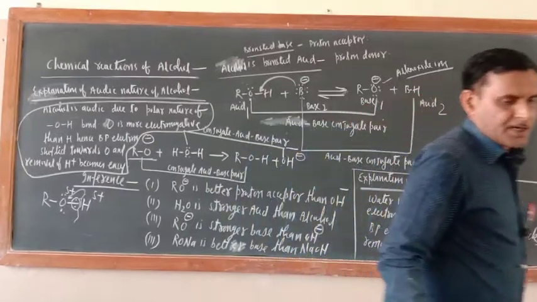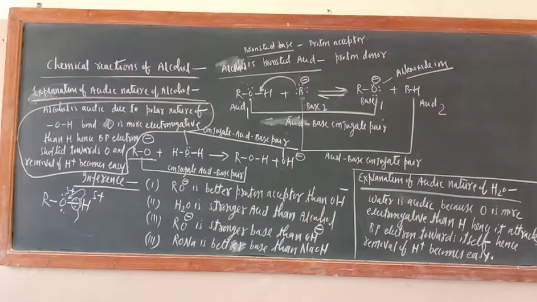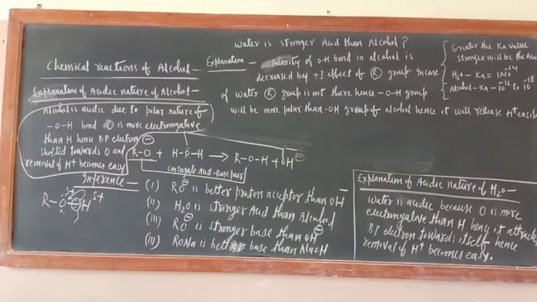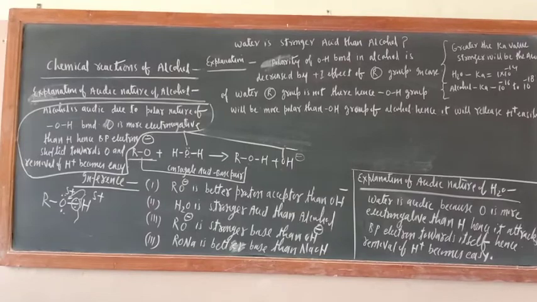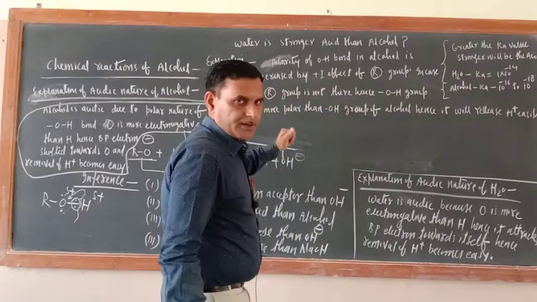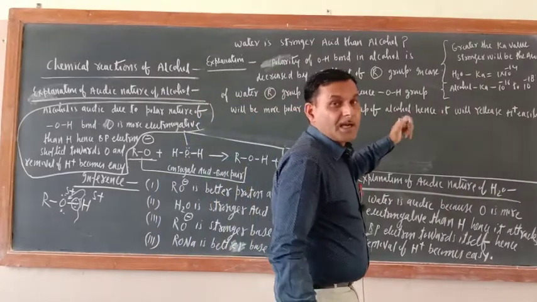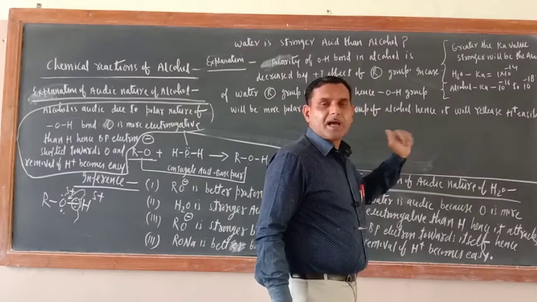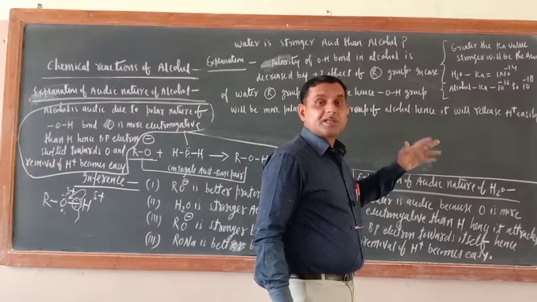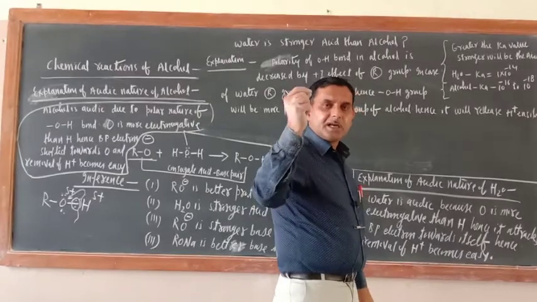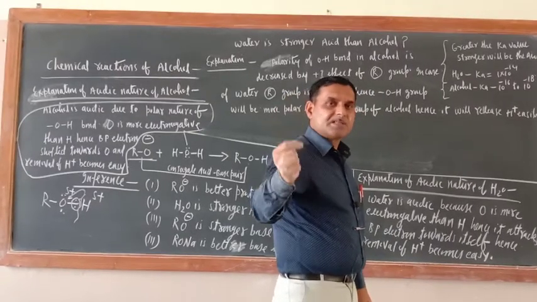So let me rub this side. Okay, so just see here. What I wrote here: water is a stronger acid than alcohol. So the explanation must be written here. You might have heard about Kb and Ka values. What is Ka? Dissociation constant for acid. What is Kb? Dissociation constant for base. K means dissociation constant, A means for acid, B means for base.